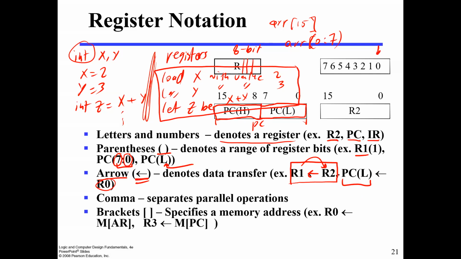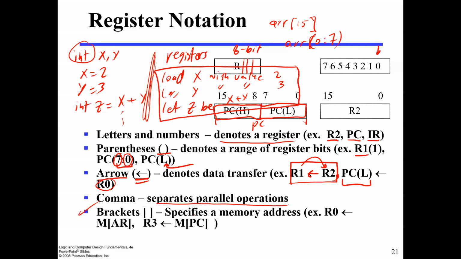طيب لاحظ انه هنا غطيناها لكن هنا كان في كوما. Comma will separate parallel operations, يعني at the same clock cycle I want to do two operations. I want to load R1 with the value of R2 and I want to load PC low with the value of R0.